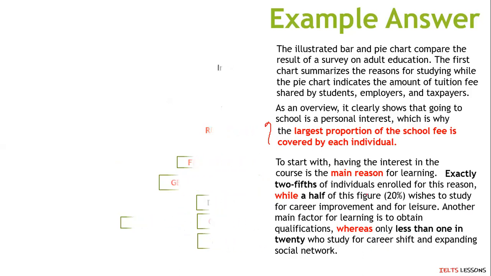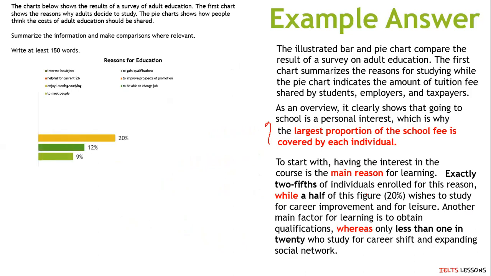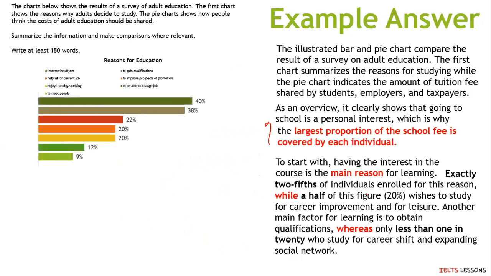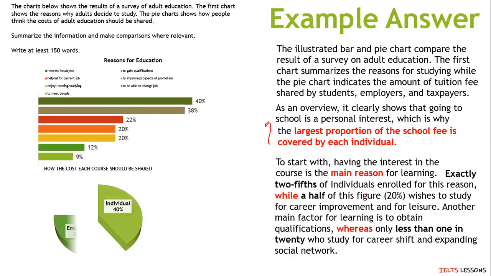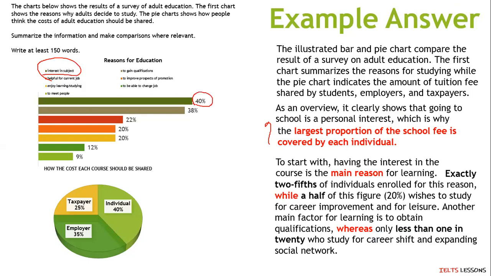All right, so here's the comparison of the example essay to the combination of bar graph and pie chart. As an overview, it clearly shows that going to school is a personal interest, an interest in the subject. They like it, and there are no other reasons, which is why the largest proportion of the school fee is covered by them.